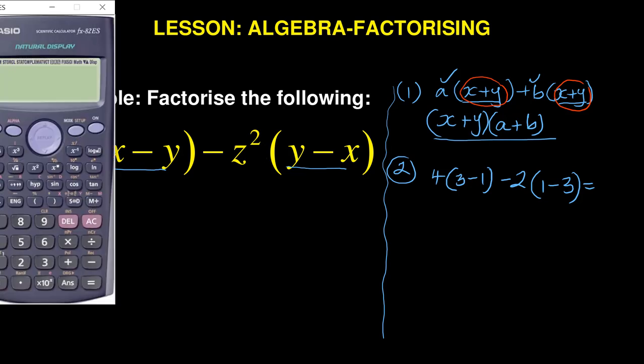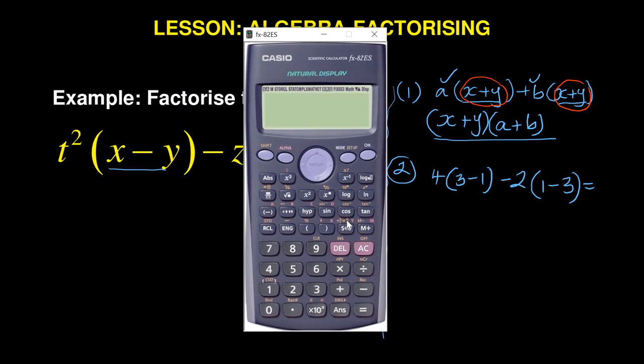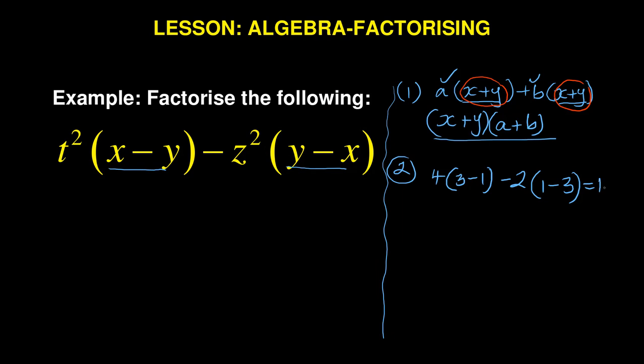I'm going to use a calculator so that you can see what I mean. If I've got 4 into 3 minus 1 minus 2 into 1 minus 3. Now my answer is 12, as you can see that. But I want to show you how you can still maintain this answer of 12 by rearranging some of the things. Now I can rewrite this expression as 4, 3 minus 1.